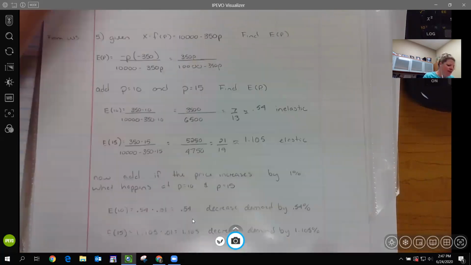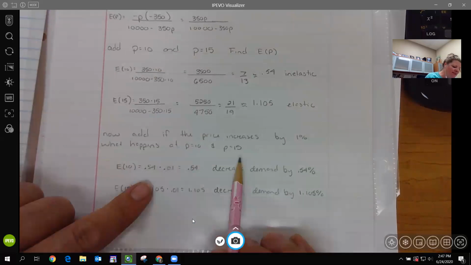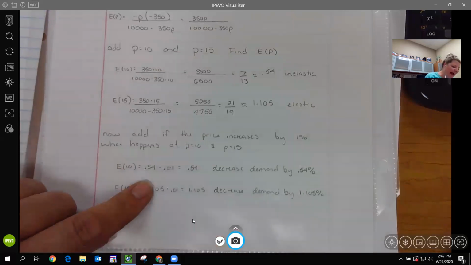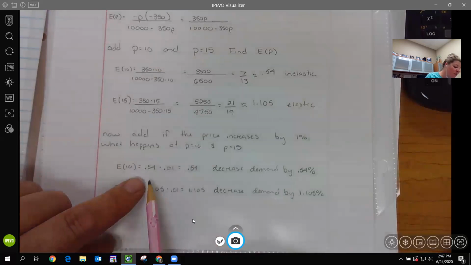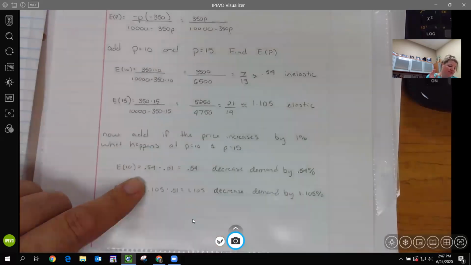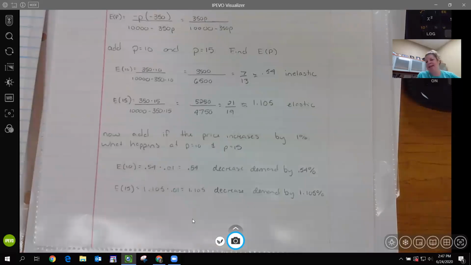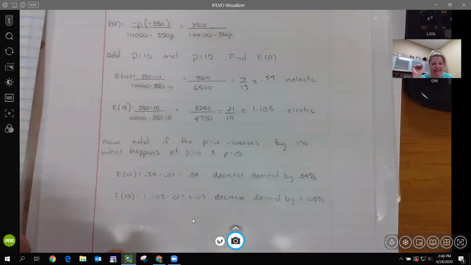If the price increases by 1%, what happens at these values? I already have my E of P is 0.54 at the $10, so I can times that by the 1% and I get 0.54. So if I go up 1% in price, I will decrease demand by 0.54%, a very little percent. Big idea, mathematically, I take this number times the increase in the price, and it will get me what I decrease by. Always going to decrease in demand.